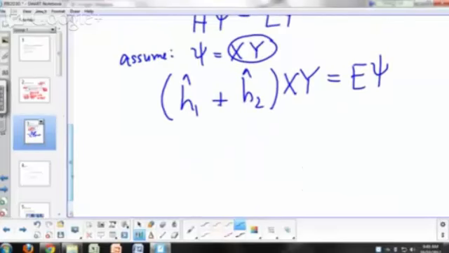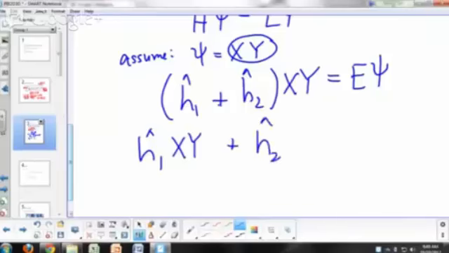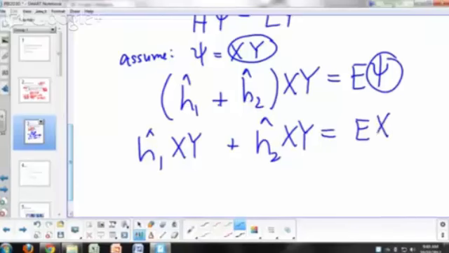All right. What do we know about a sum of operators? You can apply them separately and then add the result, right? So I can say this is equal to H1 hat XY plus H2 hat XY is equal to E. Instead of writing psi, I'm going to replace it by XY.